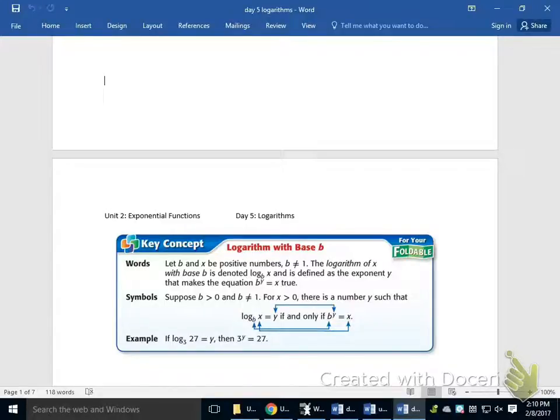This is Unit 2, Exponential Functions. This is Day 5, Logarithms. Now, logarithms are the inverse operation to an exponential expression. And what I mean by that, let's say you have b to the y equals x. That's an exponential expression. y is your exponent. If you wanted to solve the equation for y, you would have to use a logarithm.